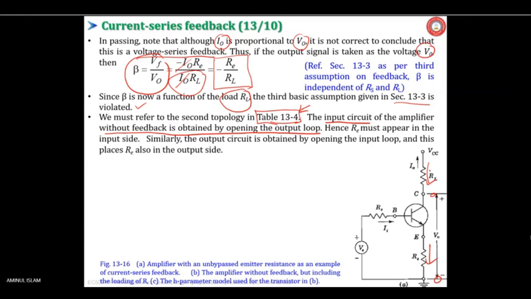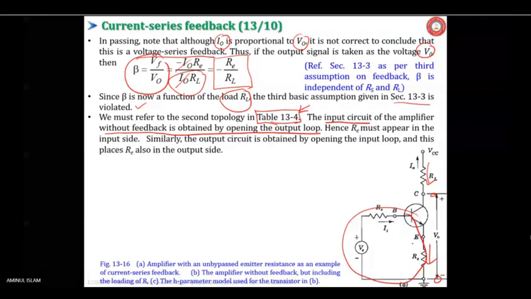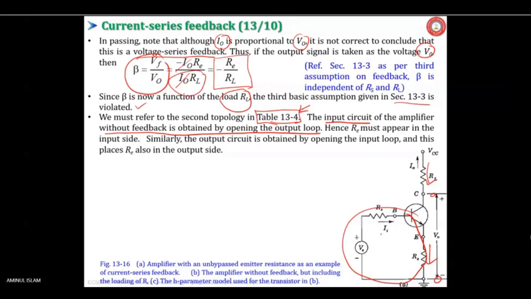Okay, if you open the output loop, then what? Still you see that this is the input loop where you will have the RE. This RE is coming in the input loop. Now if you find the output circuit, what do you have to do? Current has to be zeroed. So for that you disconnect the output. In the output loop you will have the RE. Means RE is going to be in the input loop as well as the output loop.